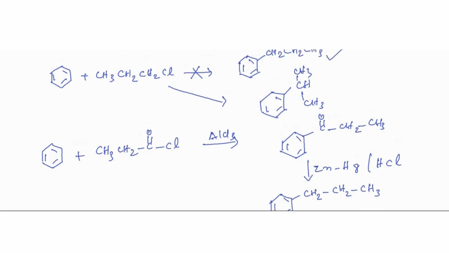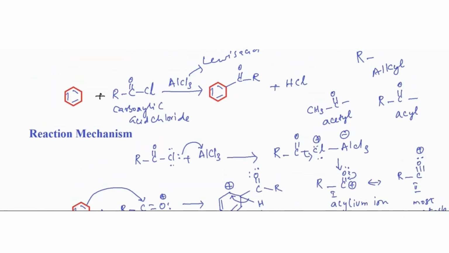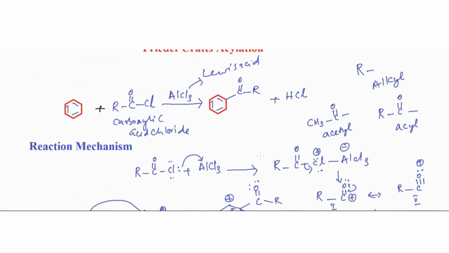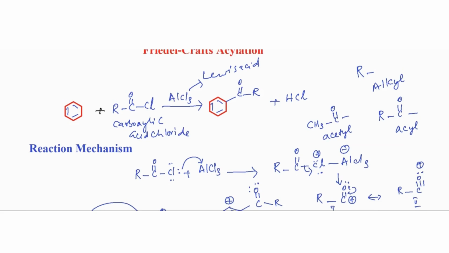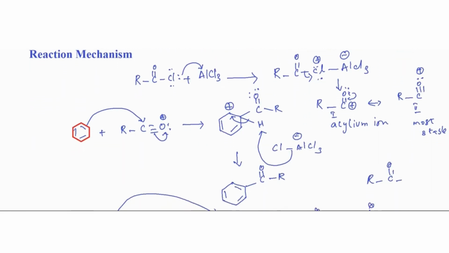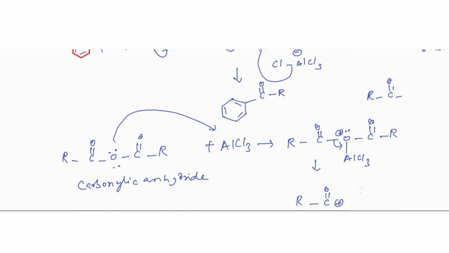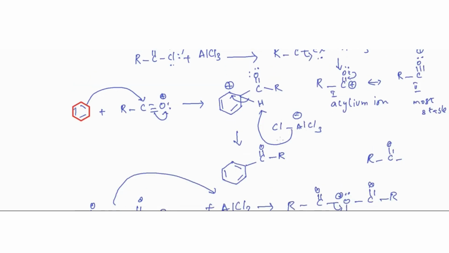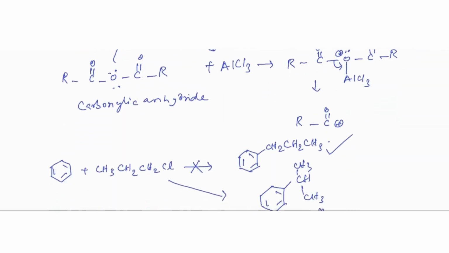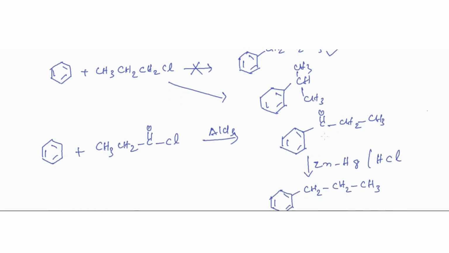Let's summarize it. In the first step, it forms the acylium ion from the acid chloride or carboxylic anhydride; you can use either starting material. So you will get the acylium ion. That acylium ion will be attacked by the benzene, and finally we will get this acylated product. Okay, and you can also use this method to overcome the limitation of the Friedel-Crafts alkylation.